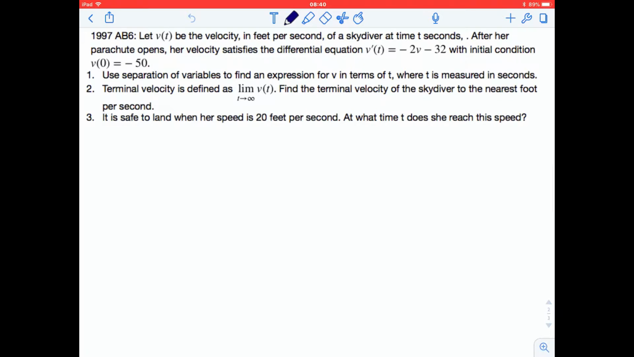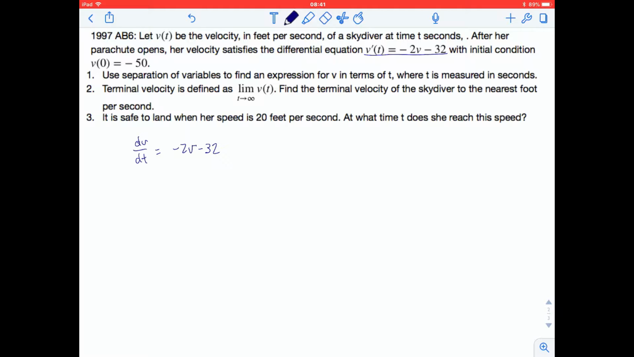In this problem, we are given another differential equation, specifically that the velocity is changing according to this function, negative 2v minus 32. This is for a falling skydiver. So this is a physics problem that uses a differential equation. So we have that dv/dt is equal to negative 2v minus 32.